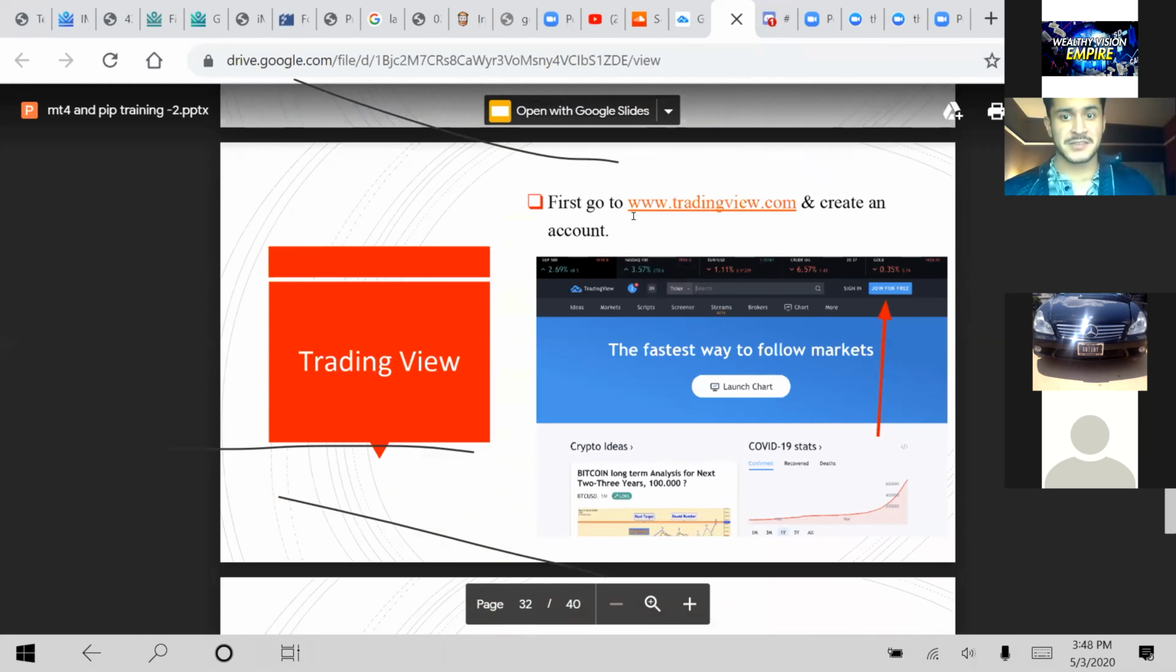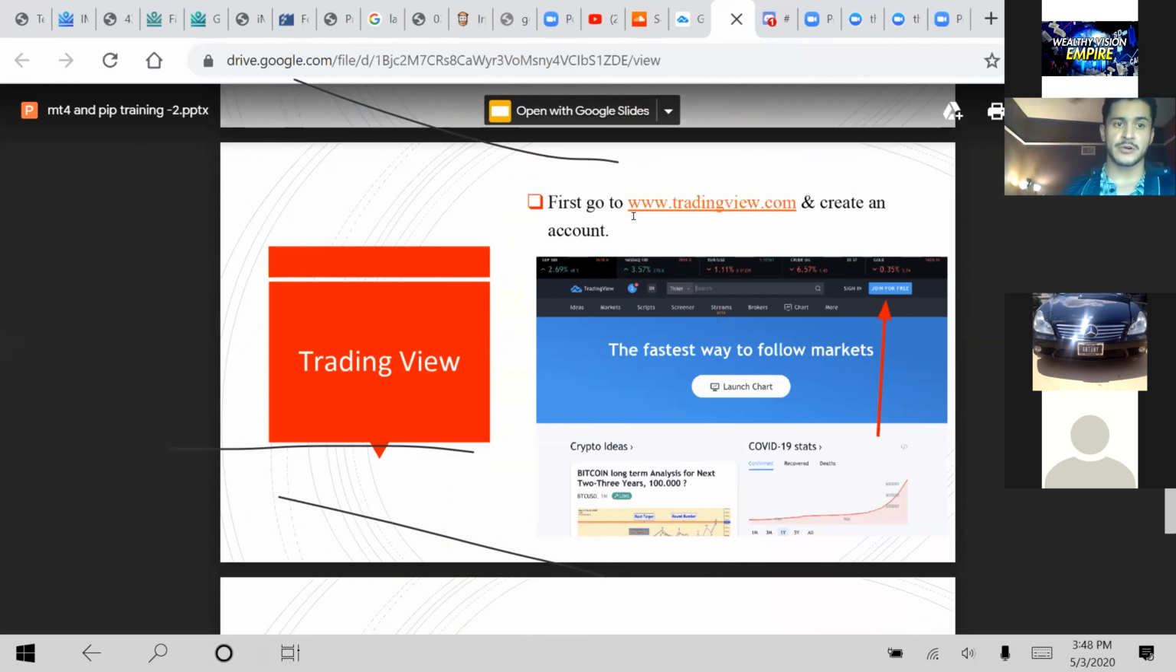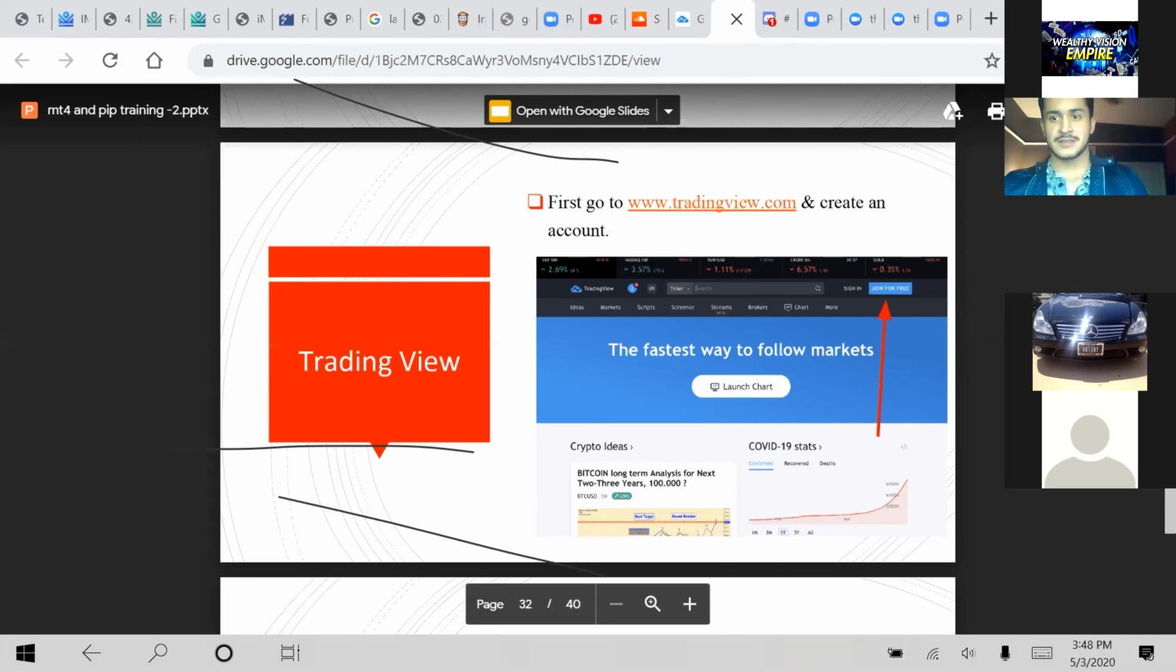Alrighty, guys, before we get into the TradingView segment where I can show you the basics of drawing your support and resistance lines, does anybody have any questions so far? All good? All right.